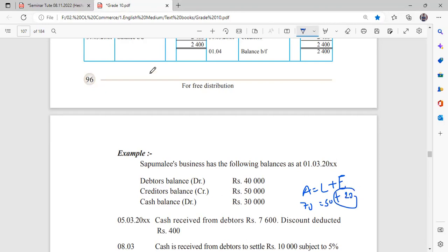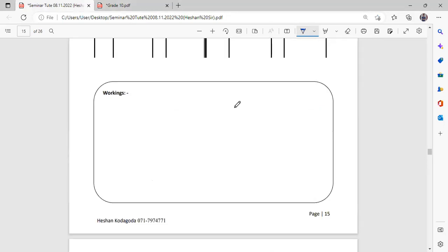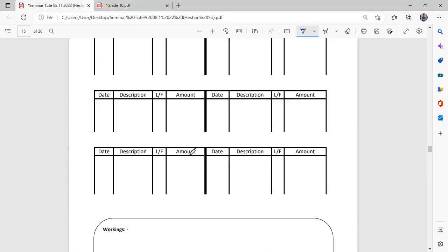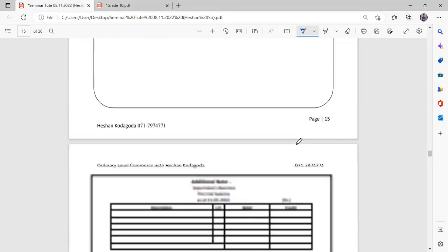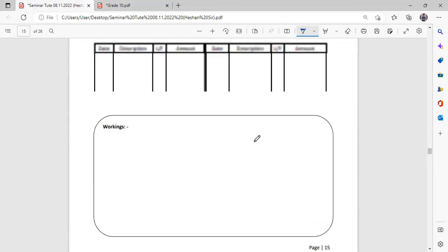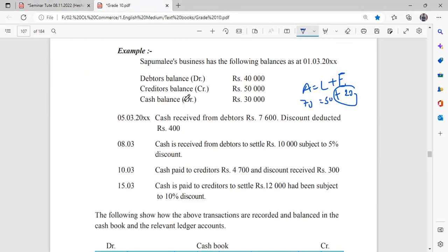So what you need to do is open a new account called equity account, but I haven't kept the space, so you need to draw a new account and write the opening balance on the credit side, and take it to the trial balance. These are the opening balances: debtors on the debit side, creditors on the credit side, cash balance in the cash book on the debit side, and the equity brought forward 20,000 on 1st March 2022.